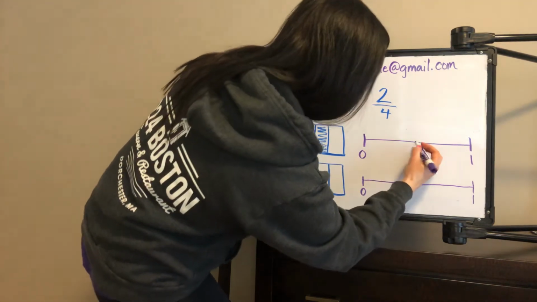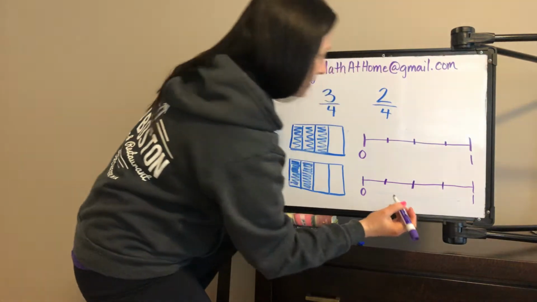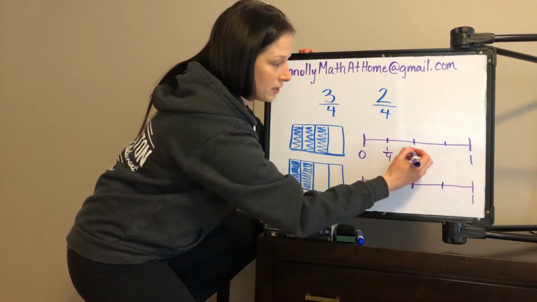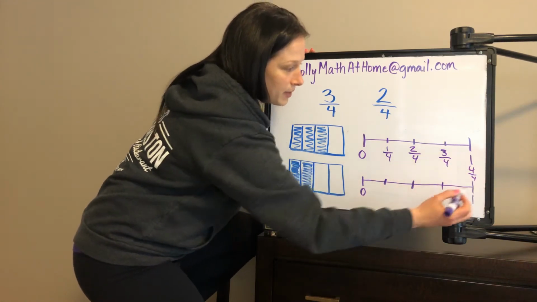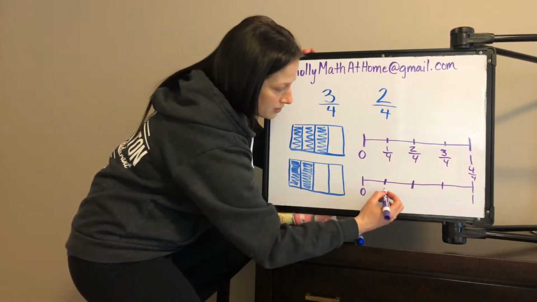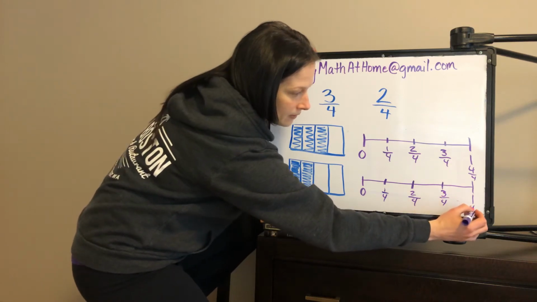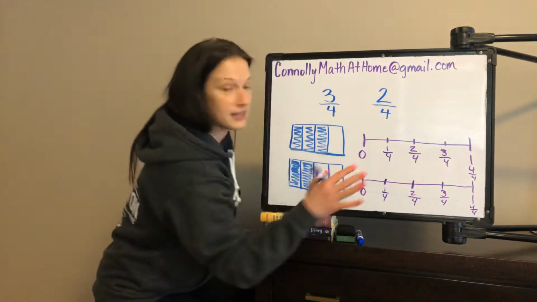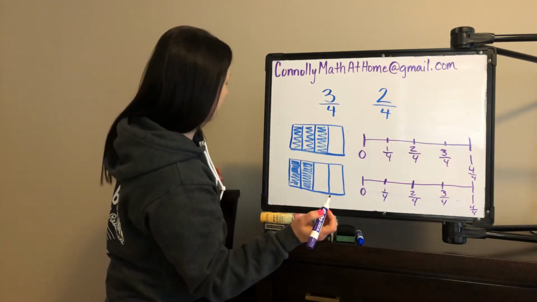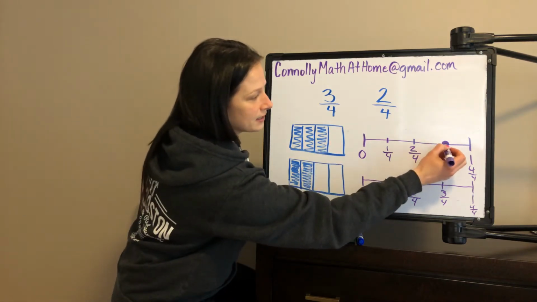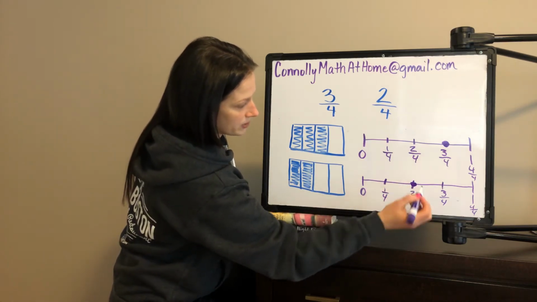I want to represent fourths on both of my number lines. So I'm going to represent 1/4, 2/4, 3/4, and we discovered in one of my last videos that 1 whole is equivalent to 4/4. Sometimes you can compare on the same number line, but when we're getting started, it's easy to draw two and look at the comparison. So if I'm going to show 3/4 on this number line, I'm going to mark it there. And if I'm going to show 2/4 on this number line, I'm going to mark it there.